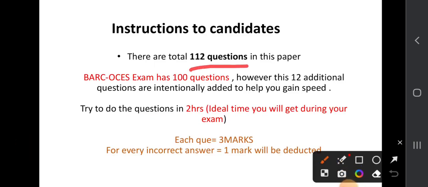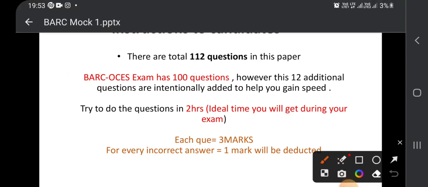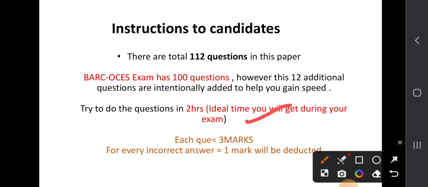First, I have designed 112 questions. Your real paper contains how many questions? 100 questions. So BRC OCS exam has 100 questions. However, these 12 additional questions are intentionally added to help you gain speed. Try to do the questions in 2 hours, because that is the time which will be given to you in BARC. That is the ideal time you will get during your exam.